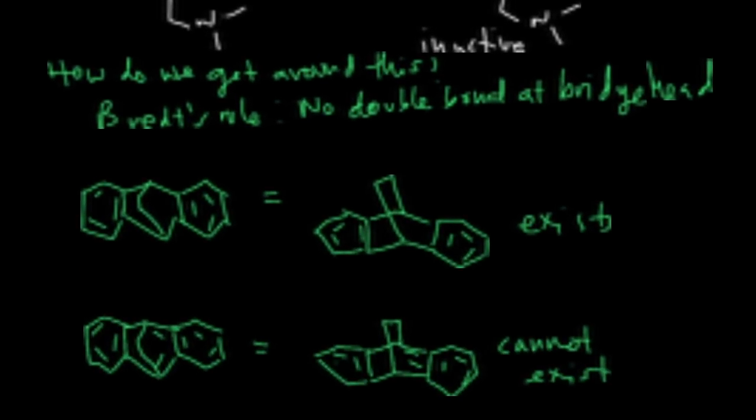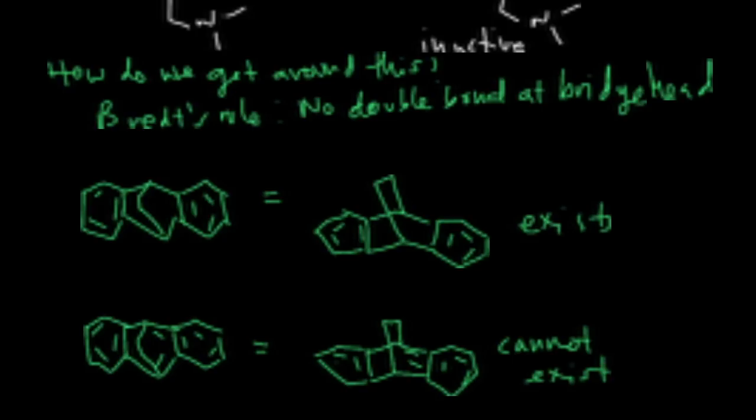Well, Bredt's rule states that you cannot have a double bond at a bridgehead. I'm showing you two examples, which are pretty much the same, except the bottom one has a double bond at the bridgehead. Here's your bridge in the middle sticking out, and then here's your double bond at the head of the bridge, or at the front of the bridge. So, in the top example, this actually exists because there's no double bond at the bridgehead. Whereas this one, the bridgehead, which is over here in front of the bridge sticking out, has a double bond, therefore it cannot exist because it violates Bredt's rule.